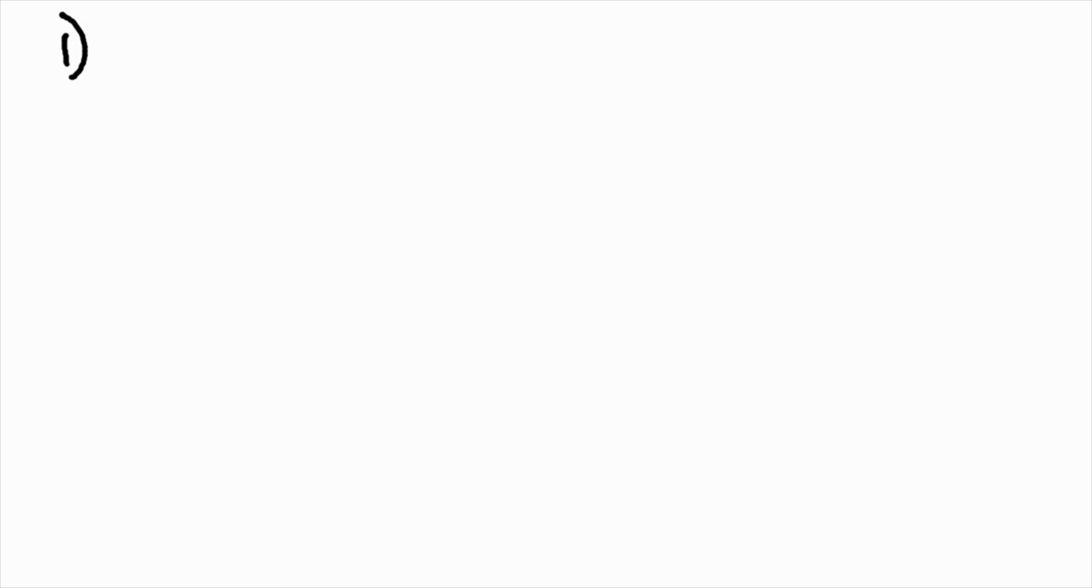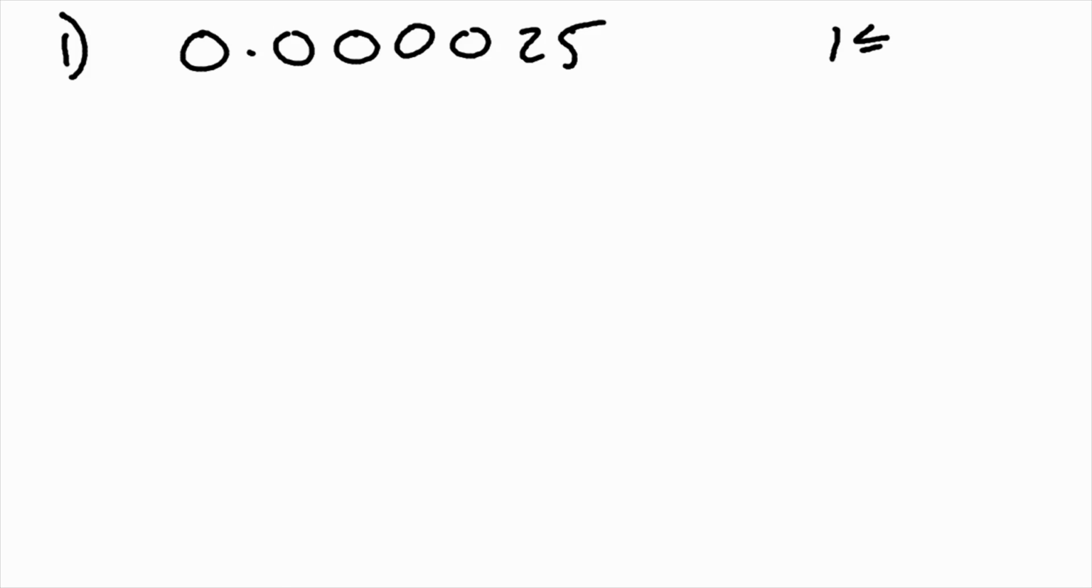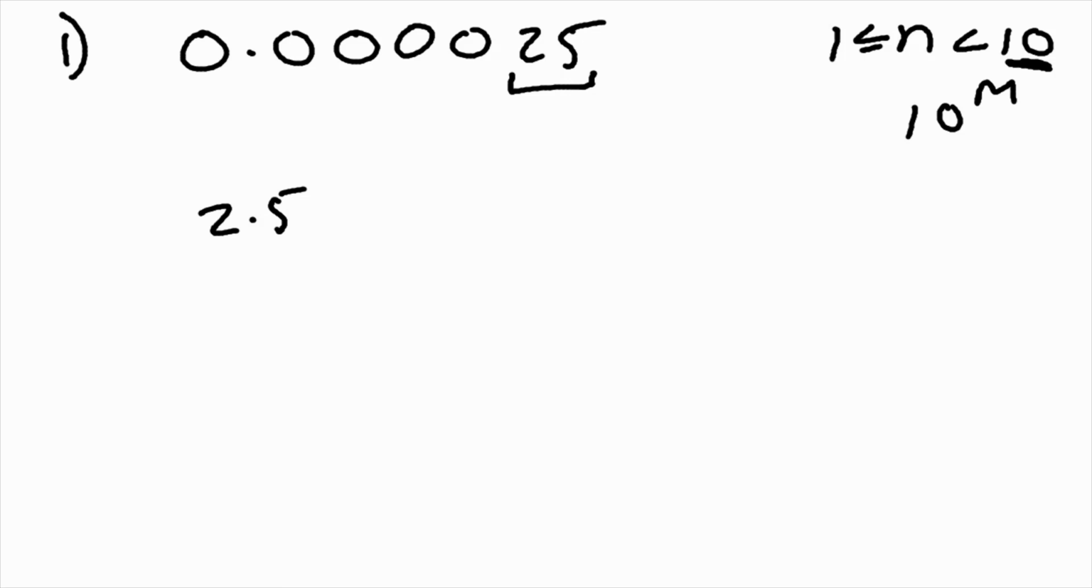So let's look at an example. Our previous two examples were big numbers. Now we're going to look at a small number, 0.000025. So again, we're going to have to look for a number between 1 and 10 that we're going to then multiply by a power of 10. So in this case, our number between 1 and 10 is going to be 2.5. Now, it's not going to be 25 because that would be bigger than 10.